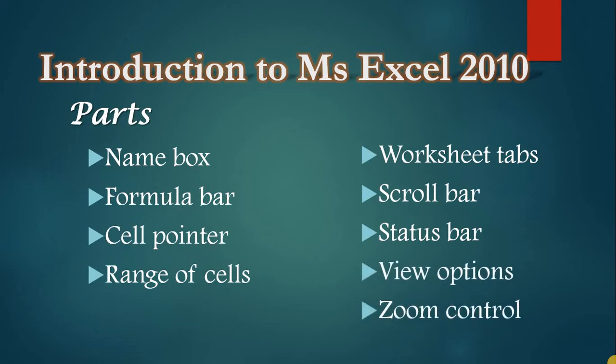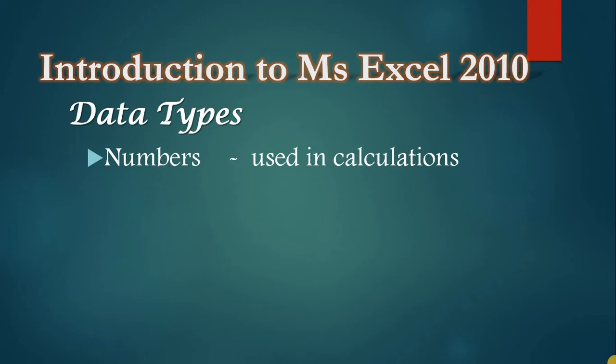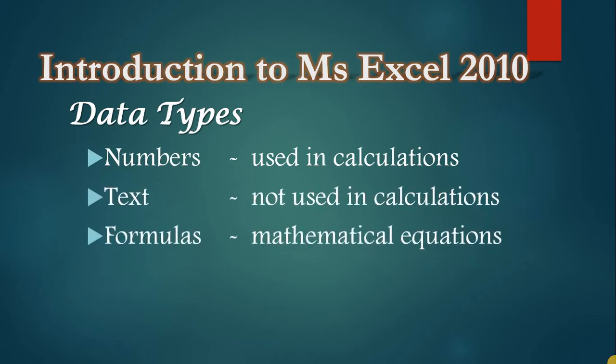What type of data can we enter in Excel? We can enter three types of data. They are numbers, text and formulas. Numbers consist of numerals and characters. They can be used in calculations. By default, numbers are right aligned in a cell.